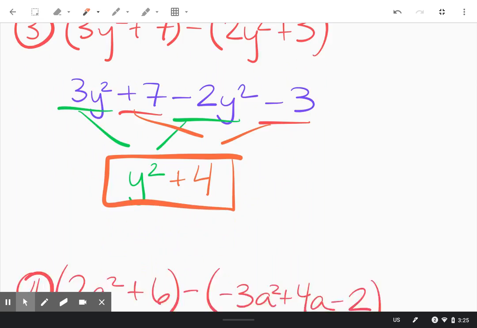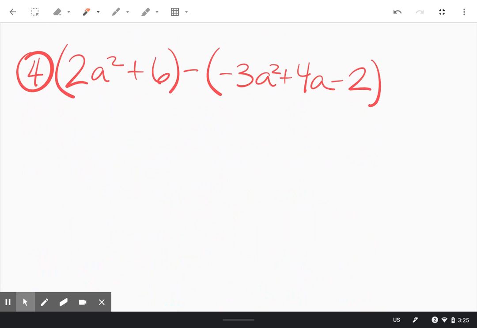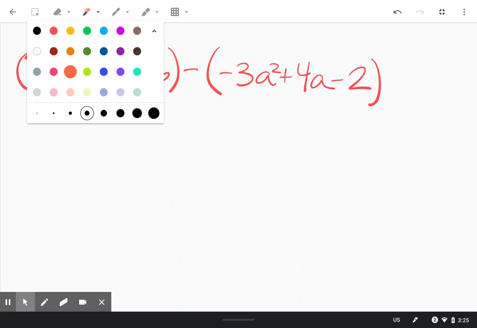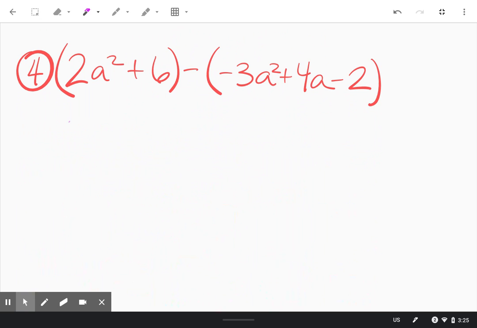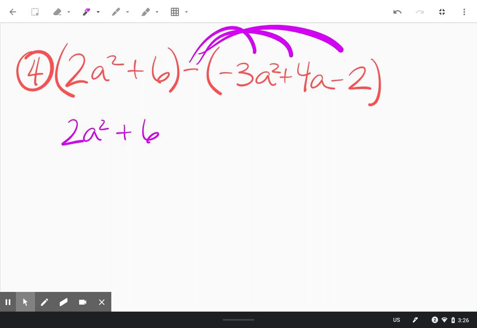That's it. Let's look at one more. We're going to rewrite the expression 2a squared plus 6, and then we're going to distribute this negative to all three of those. So let's see what happens. Minus minus becomes plus 3a squared minus 4a plus 2. You see here, this negative ended up changing the sign of each term in that parentheses.